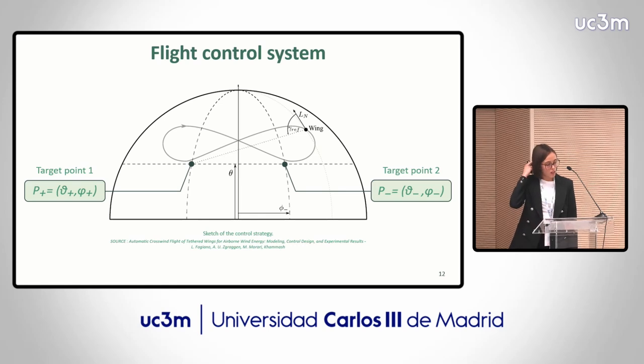Just a little talk about the flight control system that we use, because we will need it later for the study of the interaction. So we employed a control system focused on the use of two targets, which are symmetric to a central direction, and changing the angle phi, which is the velocity angle, we are able to define this 8-path shape, changing from one active target point to the other target point, depending on the position of the kite.